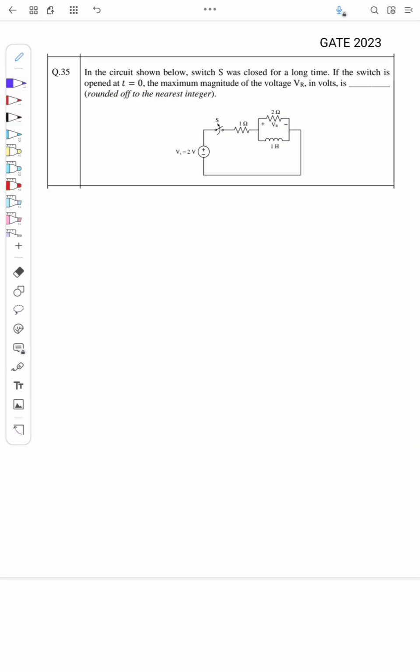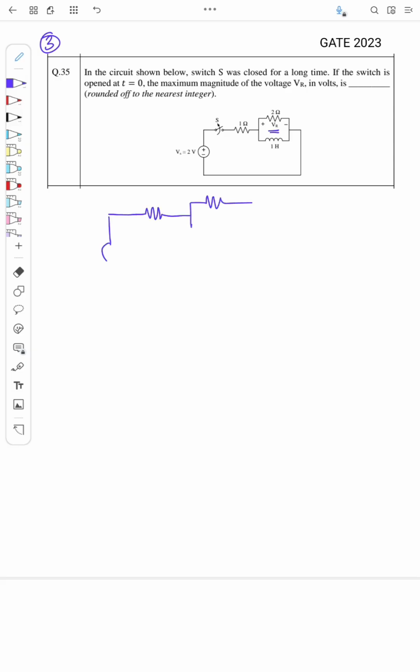So this is a question from GATE 2023, and the question is, in the circuit shown below, the switch S was closed for a long time. If the switch is opened at t equal to 0, the maximum magnitude of voltage VR in volts is. So I need to find the maximum voltage VR when the switch is open. Okay, so first we will analyze what happens when the switch is closed for a long time.